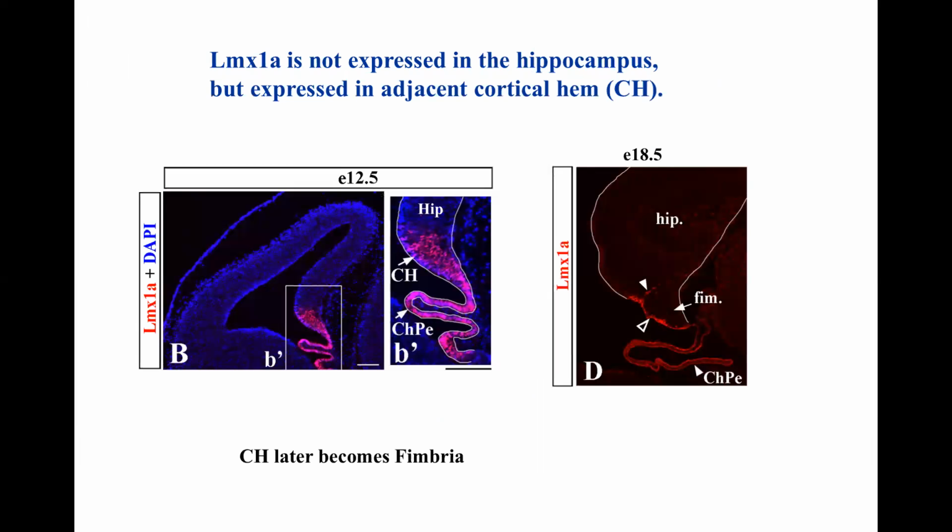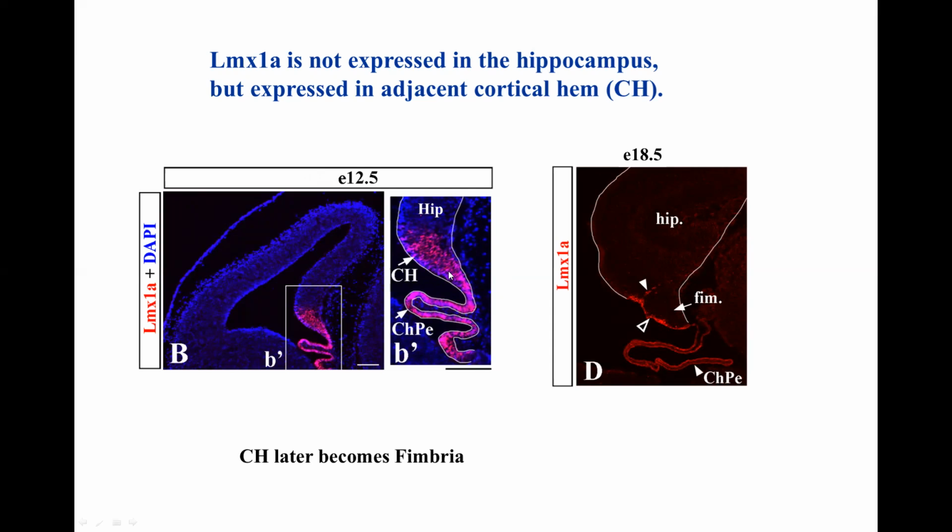So to understand the function of Lmx1a during hippocampus development, we next studied the expression pattern of Lmx1a. These are coronal sections from embryonic day 12.5 and 18.5 wild-type mouse embryos, and we used anti-Lmx1a antibody. And interestingly, we did not observe Lmx1a expression in the hippocampus at all.